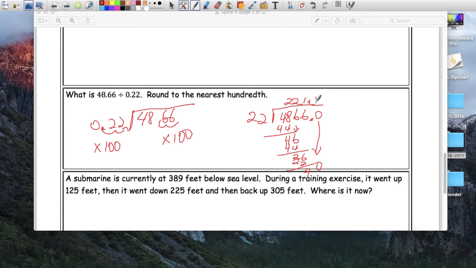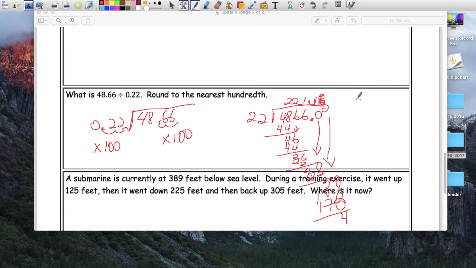22 goes into 40 1 time, which is 22. Hopefully you can see this. And I have 18 left over. Let's bring another 0 down. 22 goes into 180 eight times. 8 times 2 is 16, and 8 times 2 is 16, plus 1 is 17. That's 176, so that leaves 4. And something is going to repeat.